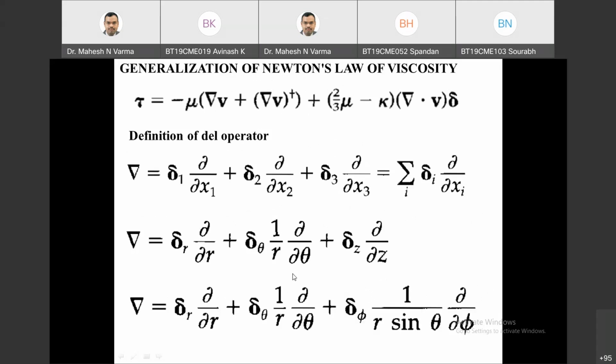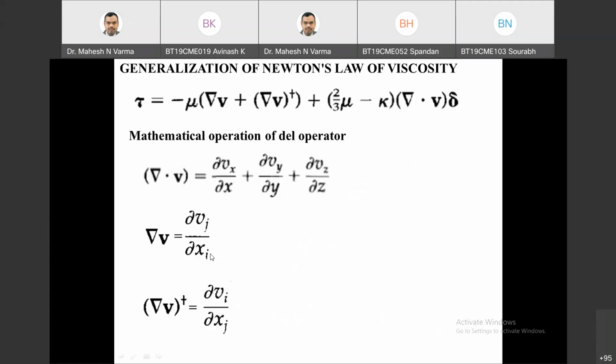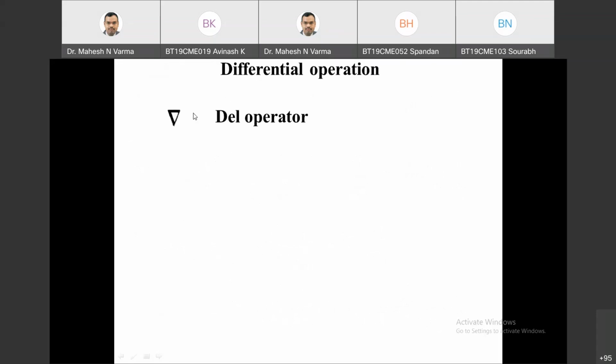Then the del operator we have discussed. This is the definition of the del operator, how del is defined in the Cartesian coordinate system. This is in the Cartesian coordinate system, this is in the cylindrical coordinate system, and this is the spherical coordinate system. And this is how del dot is operated in the Cartesian coordinate system. Divergence of a vector, del dot v, del into v, and this is del into v transpose. All these operators we have already discussed previously, when we were discussing the generalized Newton's law of viscosity.